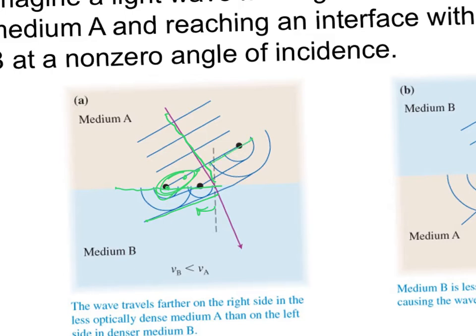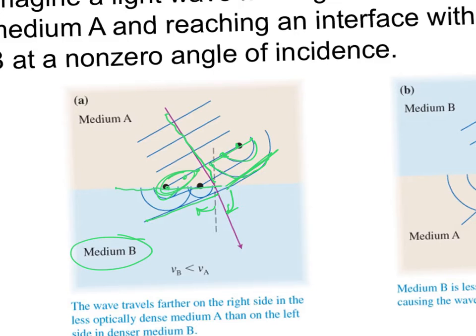These guys are still in their faster medium out here, so they're still moving pretty fast, so they're like this. So you get this effect of bending towards a normal with each one of those wavefronts kind of twisting a little bit as it slows down in the second medium. That's consistent with what we see.